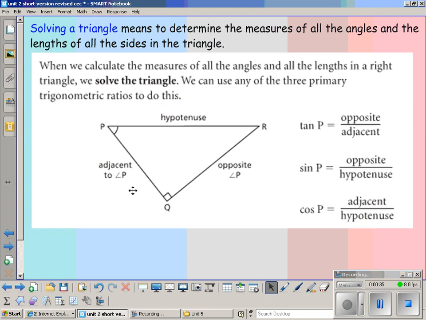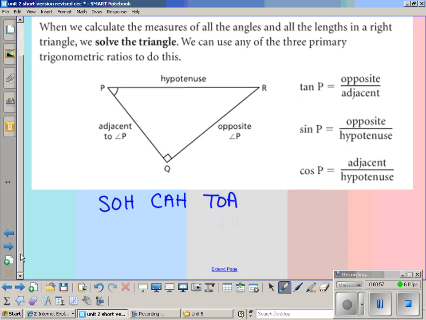There is a little method of trying to remember these formulas, and it's called SOHCAHTOA. So get used to saying SOHCAHTOA. This phrase gives you all of your three trig ratios. Say it over and over again. Ask your parents if they remember hearing SOHCAHTOA.